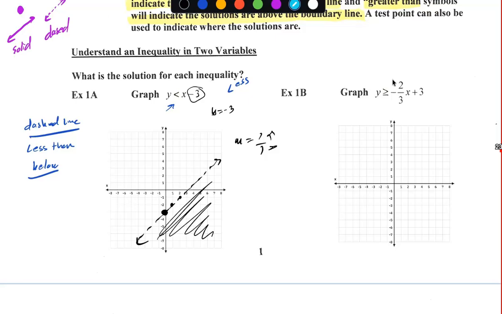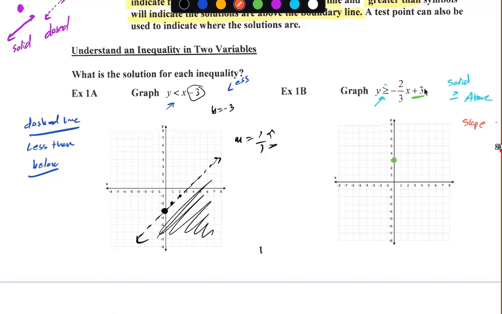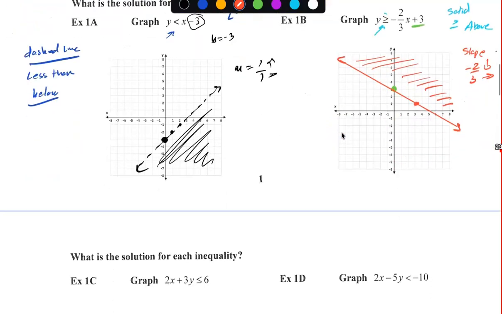Okay, next one. A couple things again. It is a solid line, so this should be solid. And it's greater than, so that's going to be above. We're going to shade above. We're greater than the line, so we're going to be above the line this time. And then let's graph it. Our y-intercept is 3, so start at 3. Our slope is -2/3, so we're going to go down 2 and right 3 from this point. So down 2, right 3, right there. This one's a solid line, so let's make this solid. And then we're going to shade above it, like that. That's the whole idea.